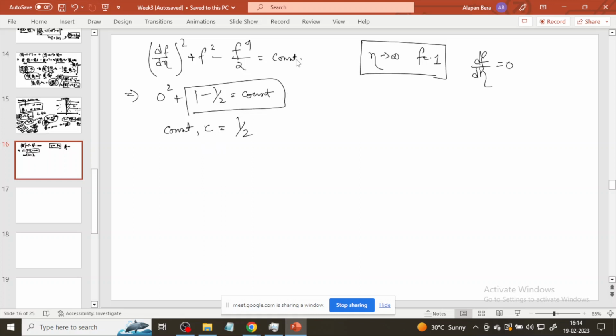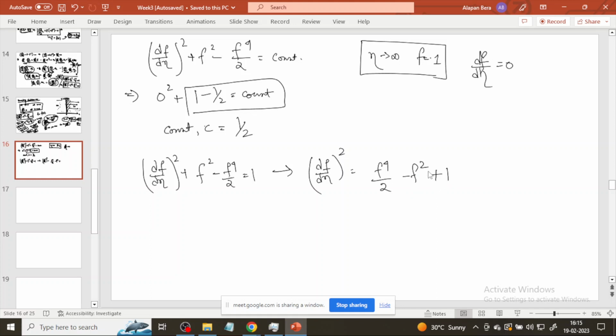So let's put this back into the equation. So df by d eta whole square, so we have got this. From here we can say that df by d eta whole square is equal to f to the power 4 by 2 minus f square plus 1 by 2. So this can be written as half into f to the power 4 minus 2f square. The value of c is half, not 1.